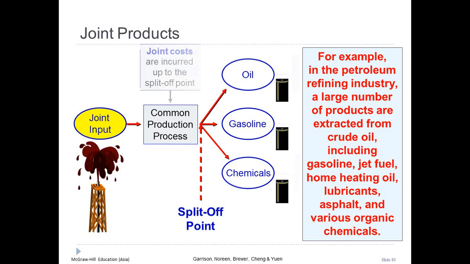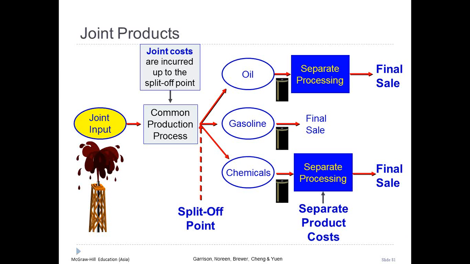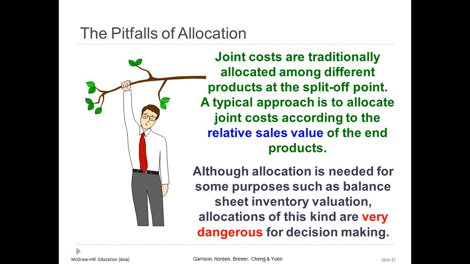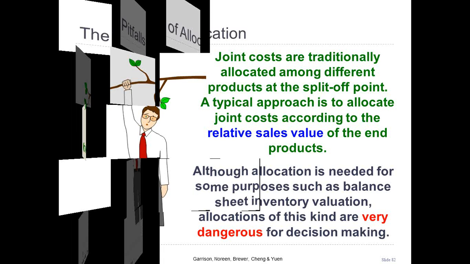The term joint costs is used to describe costs incurred up to the split-off point. Joint costs are common costs incurred to simultaneously produce a variety of end products. Joint costs are traditionally allocated among different products at the split-off point. The typical approach is to allocate joint costs according to the relative sales value of the end products. Although allocation is needed for some purposes, such as balance sheet inventory valuation, allocations of this kind are very dangerous for decision making. Joint costs are irrelevant in decisions regarding what to do with the product from the split-off point forward. Therefore, these costs should not be allocated to end products for decision-making purposes.